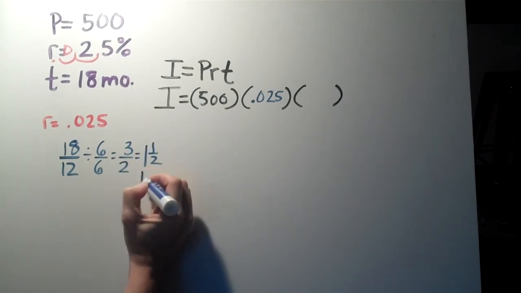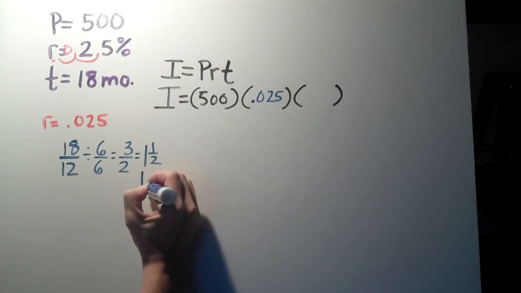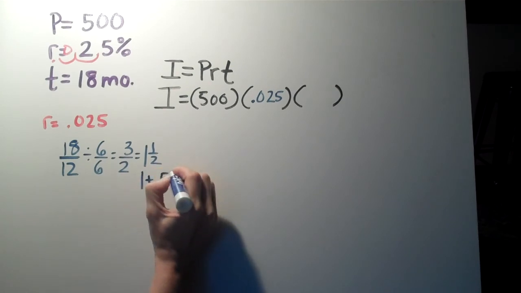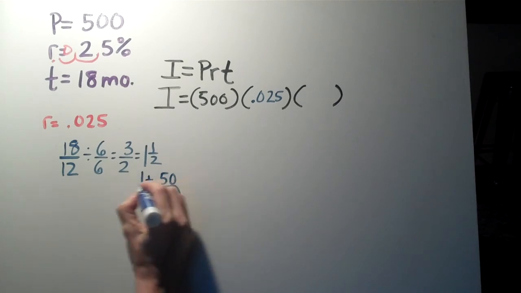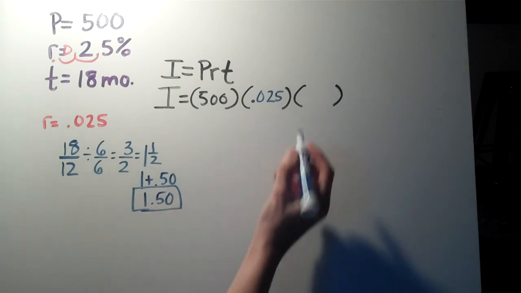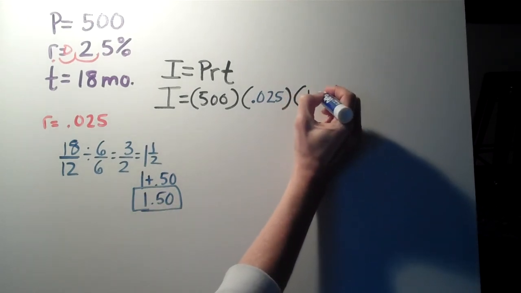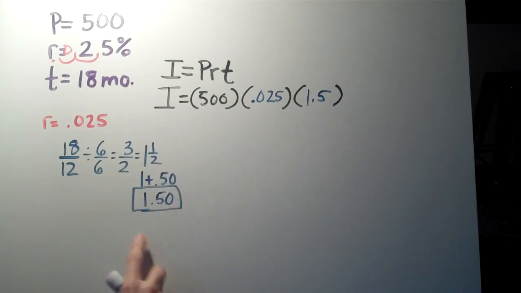I have 1 and 1/2. What is 1/2 of a dollar? Well, that's 50 cents. So 1 plus 50 cents, right, is 150. So our little decimal then is 150 or 1.5, either way. So I can go ahead and write 1.5, and then I'm going to multiply all of these out.